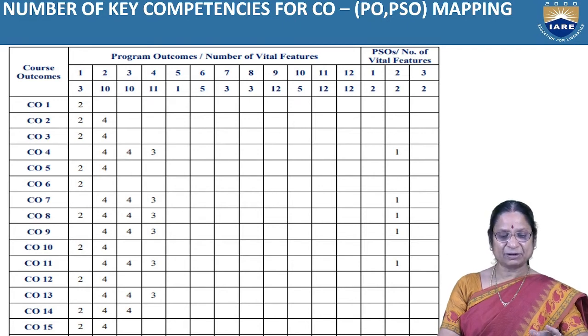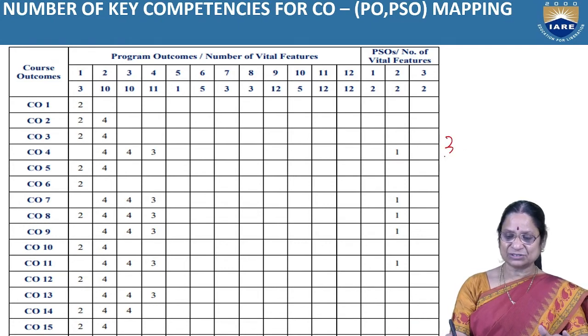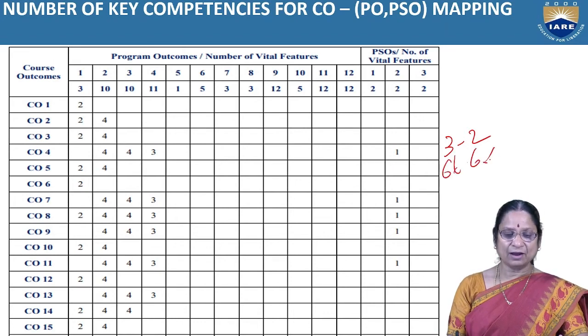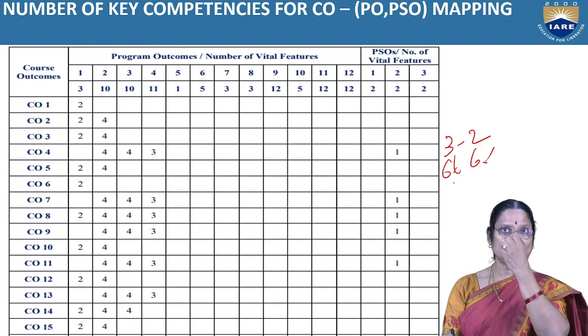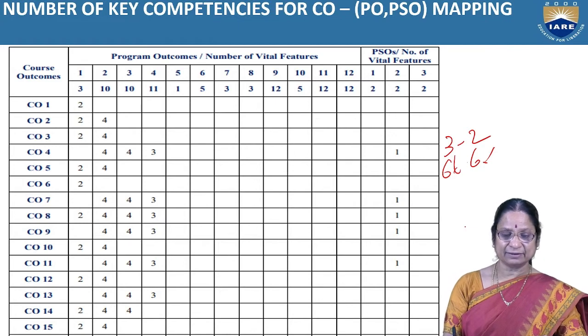Once you have this number of matches, we can find out the percentage. Percentage means here, out of 3 features, 2 features are mapped. That means how much? 66.6%. Out of 10 features, 4 features are mapped. So out of 10, 4 features are mapped means 100 we have to consider. So we get 40%. Like that we will calculate percentage.